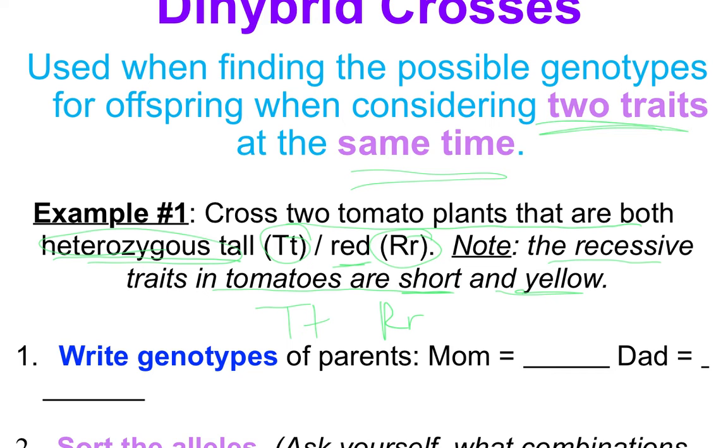Okay, so write the genotype of the parents. This problem says that they are both that. So mom is big T, little t, big R, little r, and dad is big T, little t, big R, little r. All right, sort the alleles and ask yourself what combinations could you see.